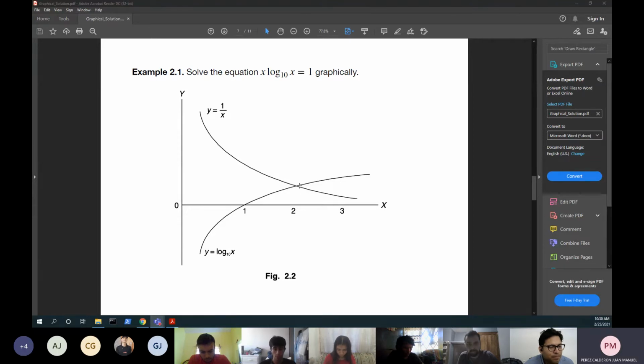Ah, ya me quedó más claro. Entonces, el punto en el que se intersectan las dos gráficas es el punto en el x va a ser la solución, ¿no? Exactly. So this is the case when you separate the function, when you have a complex function.